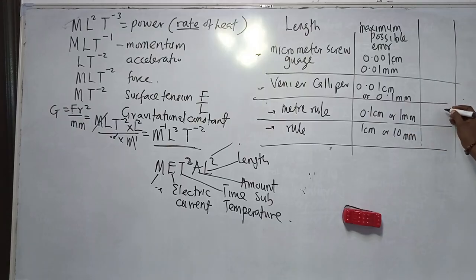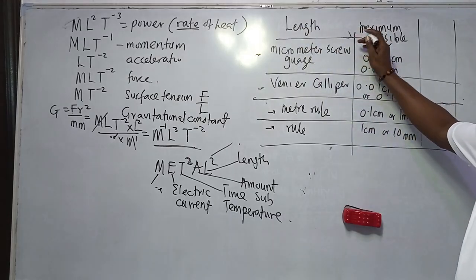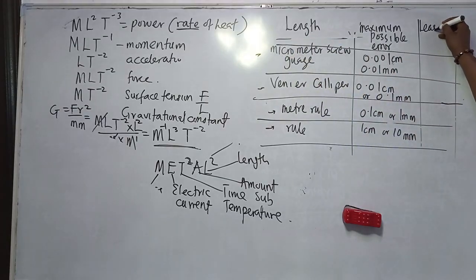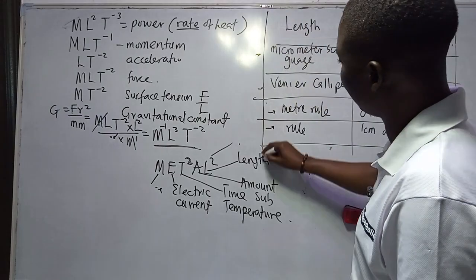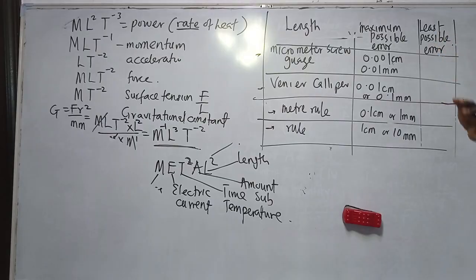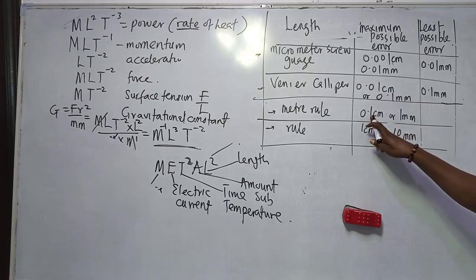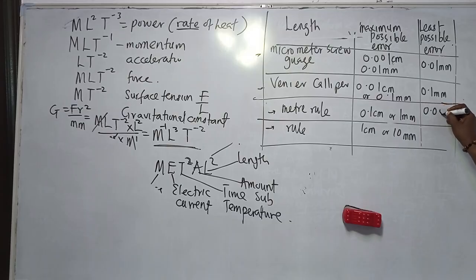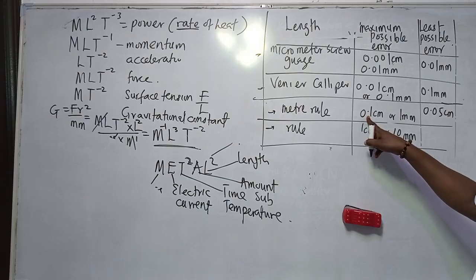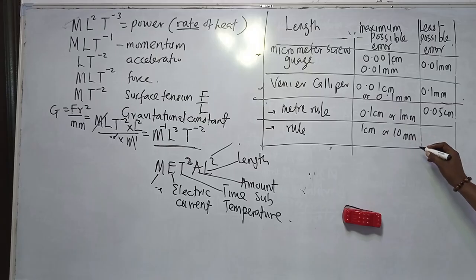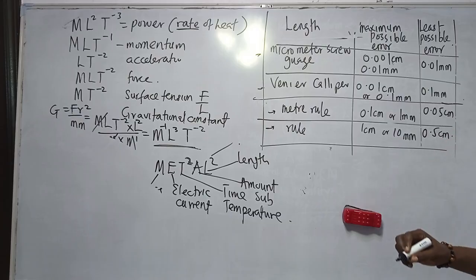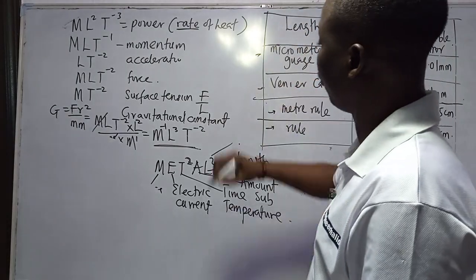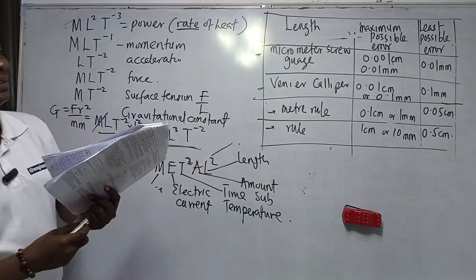So the least possible error for this particular instrument, which is the reading accuracy that we want to have here, is 0.01 millimeter. You will still maintain that. This one is 0.1 millimeter. But this one will not be the same: 0.05 centimeter. If you divide this one by 2, you get 0.05. This one is 0.5 centimeter. So these are the two, the table form for you to remember the length measuring devices that you can talk about.